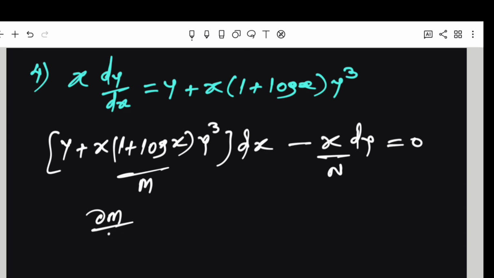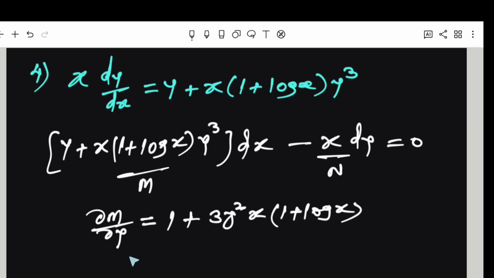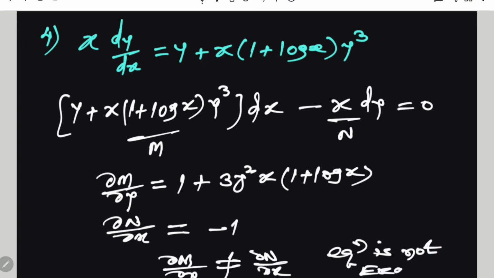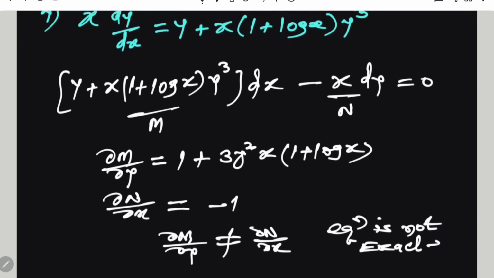Therefore, differentiating M partially with respect to y, keeping x constant. The derivative of y is 1 and the derivative of the second term is 3y square multiplied by that constant term as it is, x into (1 plus log x). And differentiation of N with respect to x is minus 1. These two are not equal, which means dou M by dou y is not equal to dou N by dou x. This means the equation is not exact, though we are able to write it in the form of M dx plus N dy equals 0.